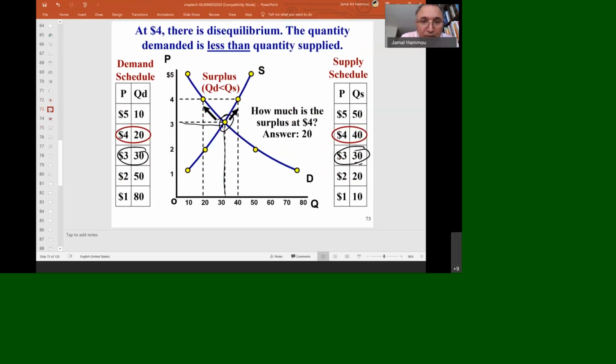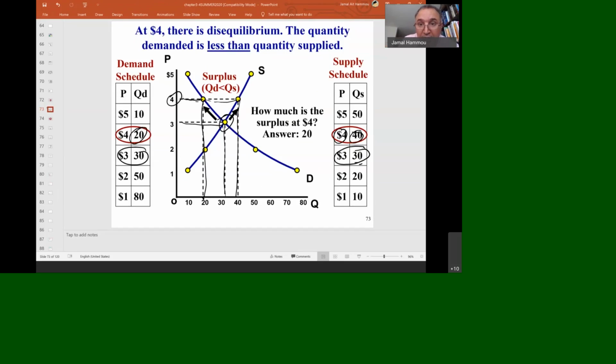Again, at the price of 4, the quantity demanded. I really want you to figure this out because people make mistakes in this. If I say at the price of 4, you have a graph. Either you can go to the table: at 4, the quantity demanded is 20, and the quantity supplied is 40. But you can also just go to the graph. This is the demand curve. I go to 4, go down, that's 20. At the price of 4, I keep going all the way to the supply curve, and I come up with 40.